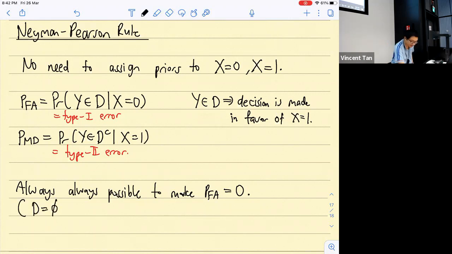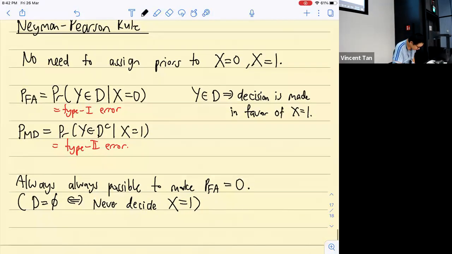Well, if D equals the empty set, then this is the empty event, and this probability is 0. So I will never make a decision in favor of x equals 1. Never decide x equals 1. Always decide x equals 0. But is that very wise? No, right? Then all these infected people walk around in your community.